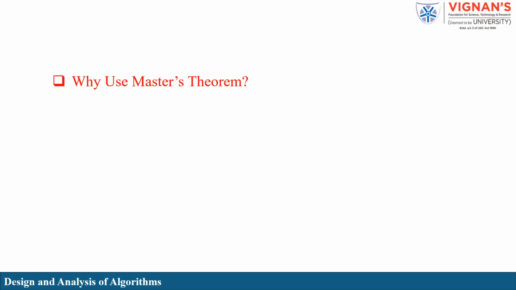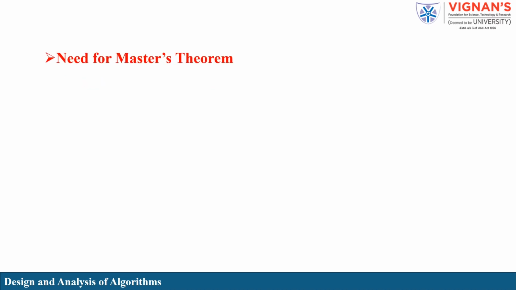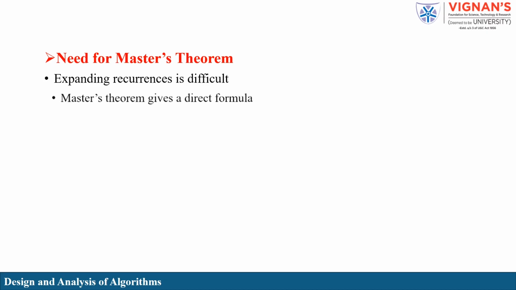Why use Master's theorem? Used for analyzing divide and conquer algorithms. Helps determine asymptotic time complexity. Gives direct solution without expansion. Need for Master's theorem: expanding recurrences is difficult. Master's theorem gives a direct formula.